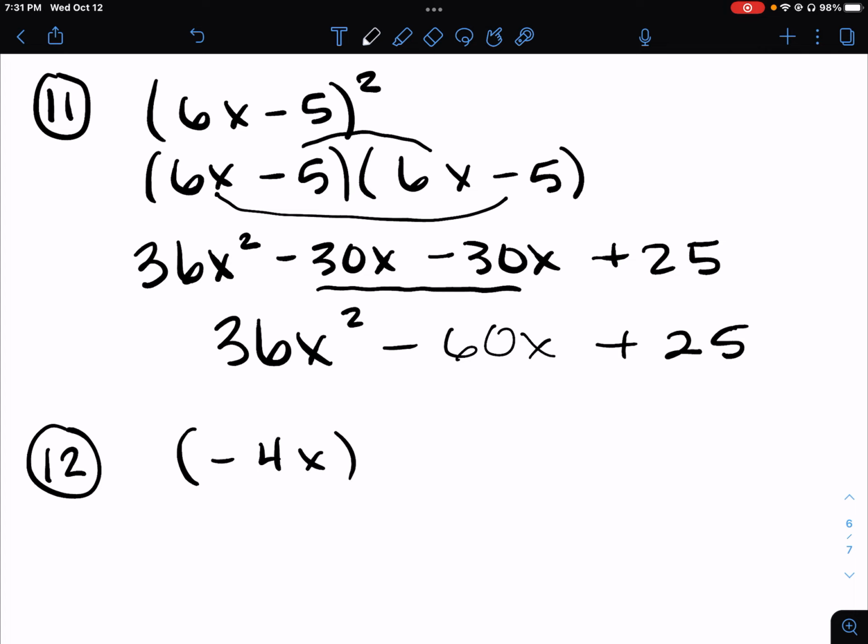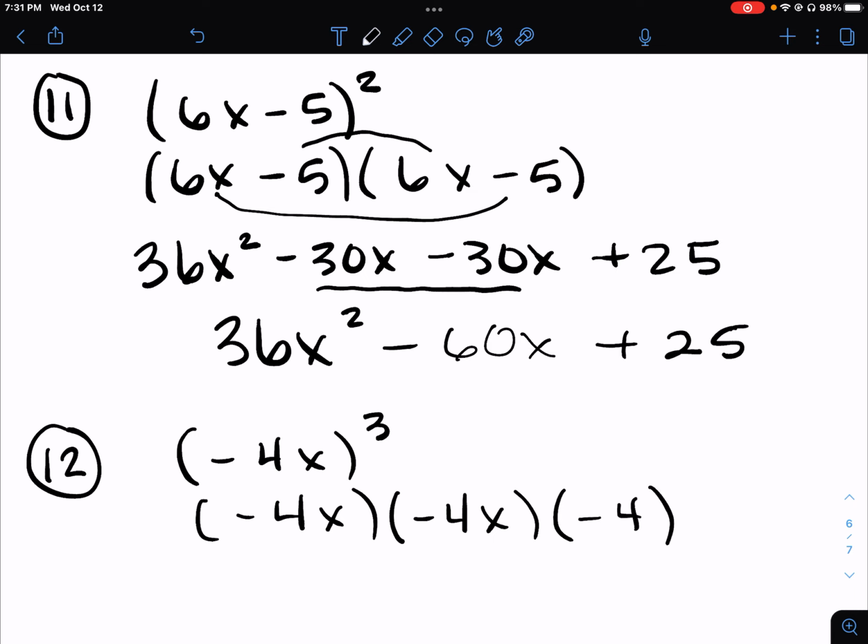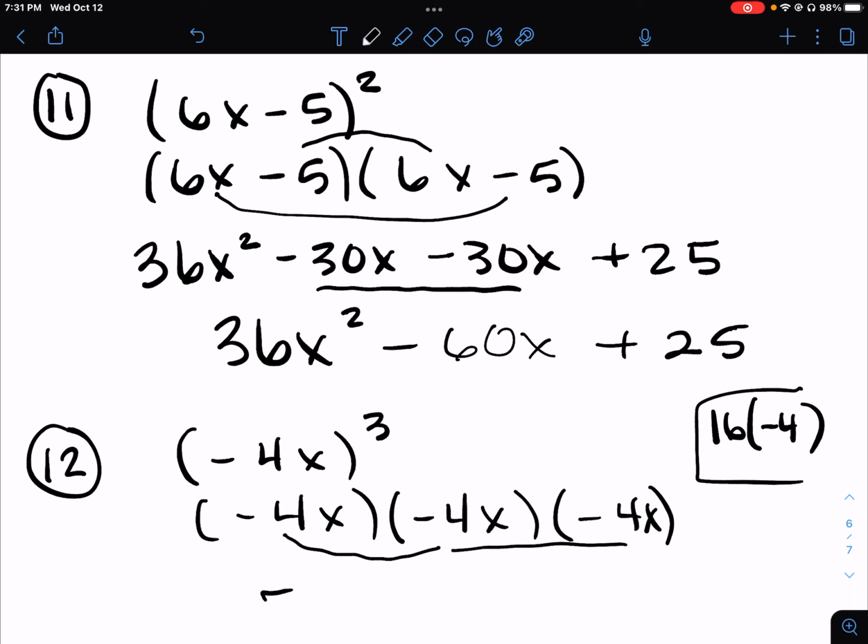Okay, number 12, negative 4x cubed means negative 4x times itself times itself. A negative times a negative is a positive. Okay, so negative 4 times negative 4 is positive 16. Positive 16 times that last negative 4 is negative 64. And there's 1, 2, 3, so x to the 3.